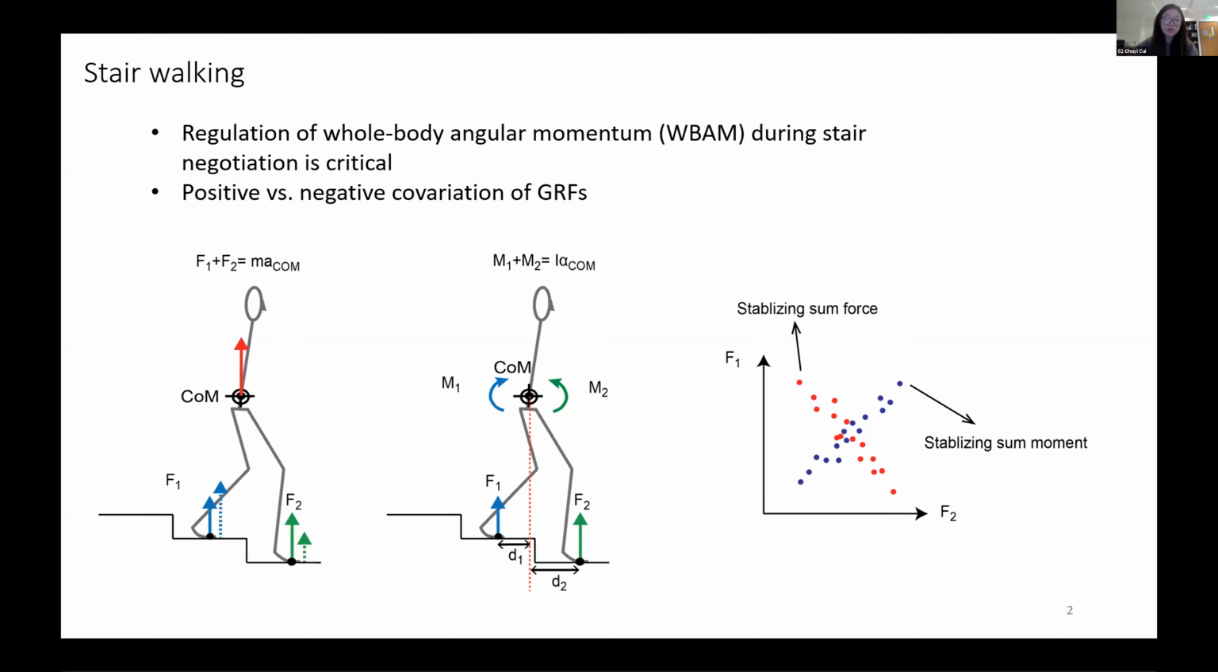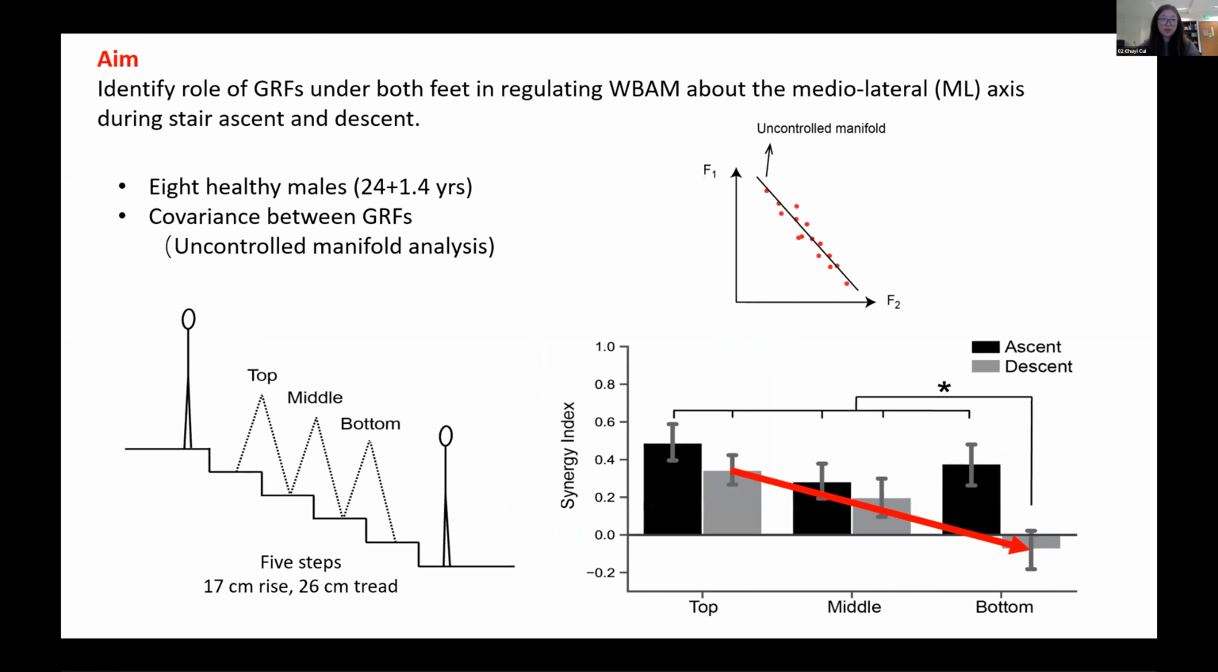Conversely, since these ground reaction forces also create the opposing moment about the central mass, the ground reaction forces could covary positively to stabilize the net moment about central mass, and thereby the rate of change in whole body angular momentum. And if that is the case, we should see data distributed along the blue dots. Therefore, our study is to examine how the vertical ground reaction forces during double support phase are coordinated to regulate whole body angular momentum about the medial lateral axis during stair negotiation. We expect the force sum to be stabilized during ascent and the force difference to be stabilized during descent.